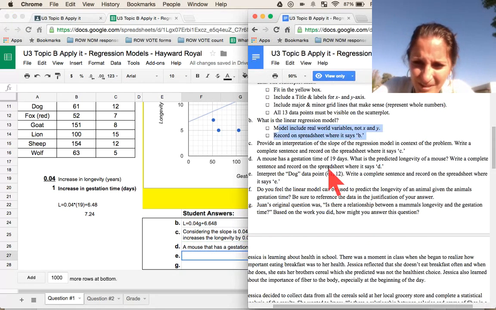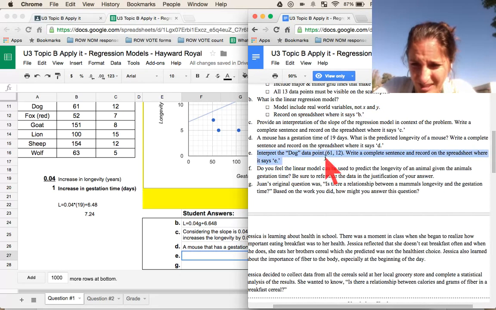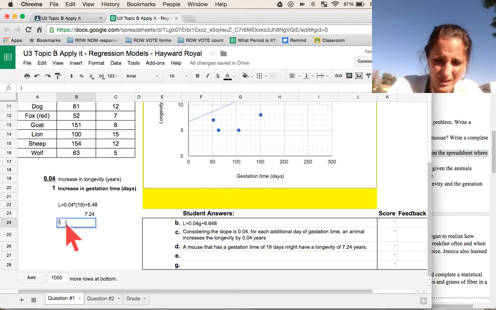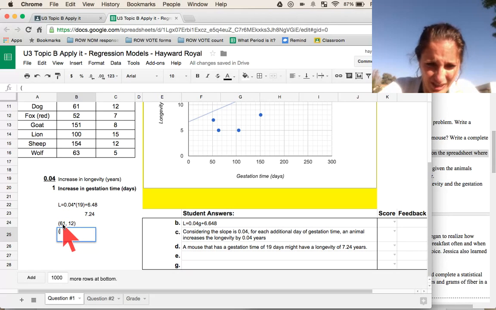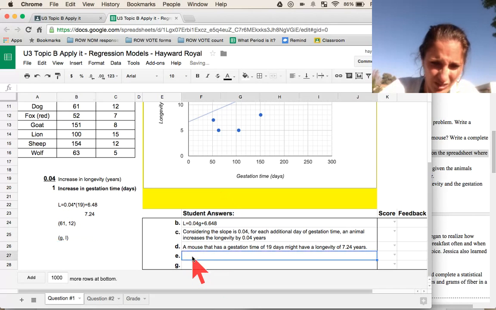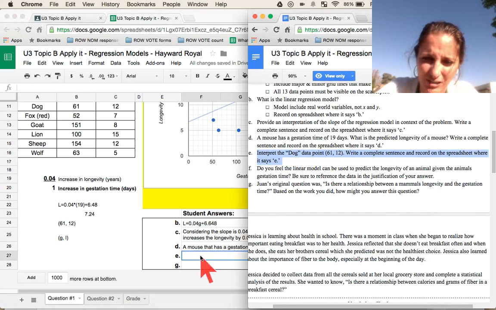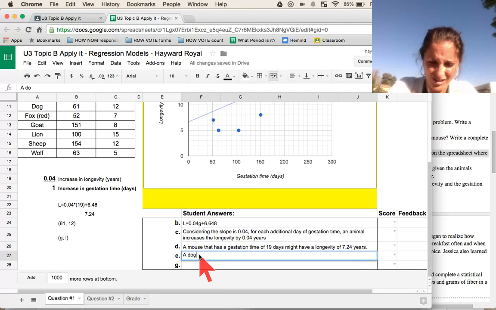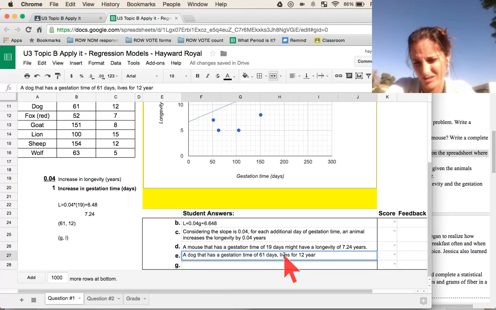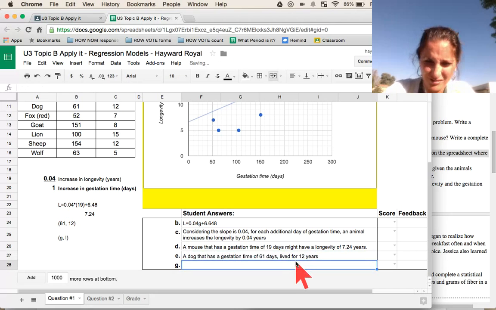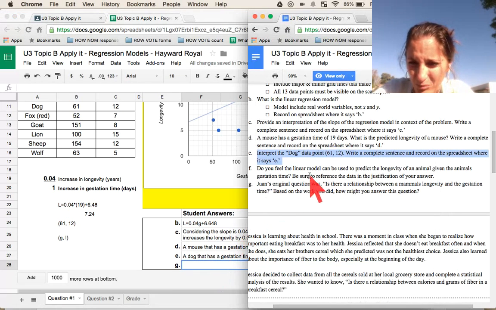Next question. E, interpret the dog data point, which is 61, 12. So the coordinate is 61, 12. I'm going to remind myself that this is x comma y, but instead of x, it's gestation time, comma, longevity. So what this really means is, what animal are we talking about again? A dog. So a dog that has a gestation time of 61 days lived for 12 years, because that's an actual thing that happened in the real world.